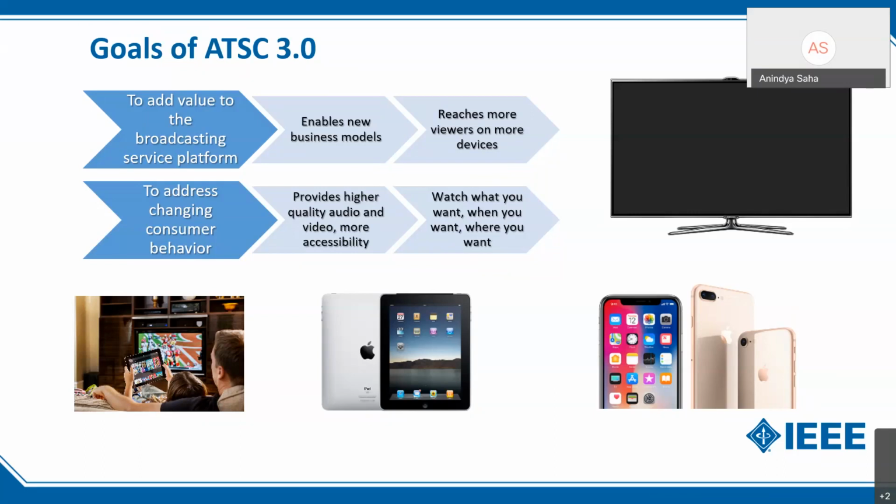And looking at the new emerging business models of the broadcasters, it was thought that one of the most important things is how to reach more viewers on more devices. And the second important thing is that consumer behavior has also been changing a lot compared to several years ago. Several years ago, people used to watch content which was basically classified as linear TV. You have time slots at which programs will occur, and then the whole family will sit in front of the television and watch.